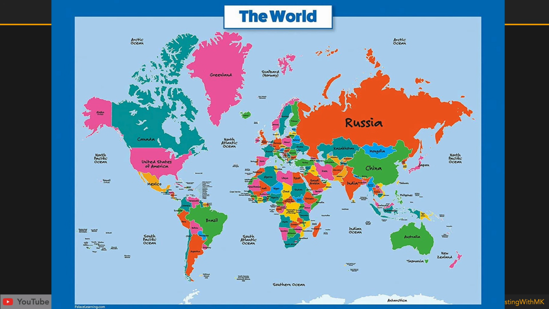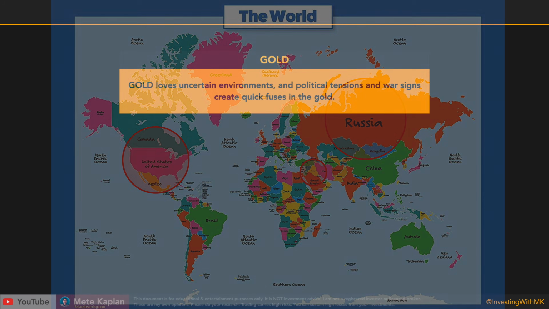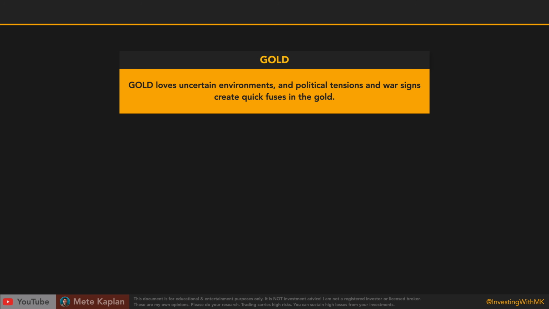Before we start trading, we must talk about what is happening in the world. Nowadays, there is an unending tension between the United States, Russia, and the Middle East. And this tension highly affects all the markets in the world. Gold loves this environment. Gold is an uncertainty and tension digger. Any kind of war signs creates quick jumps in gold prices.